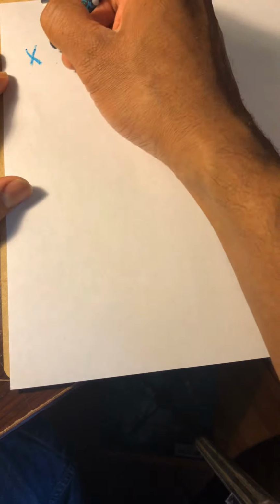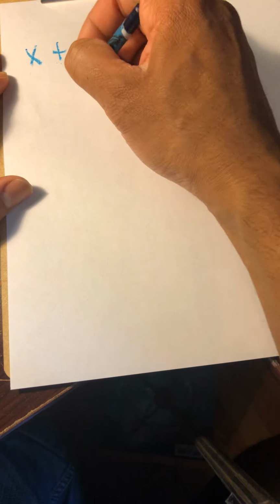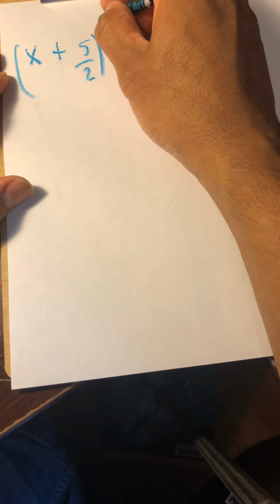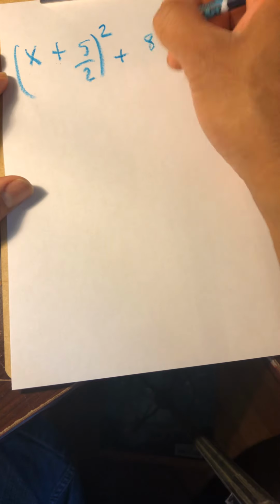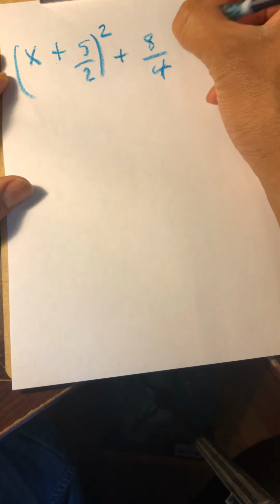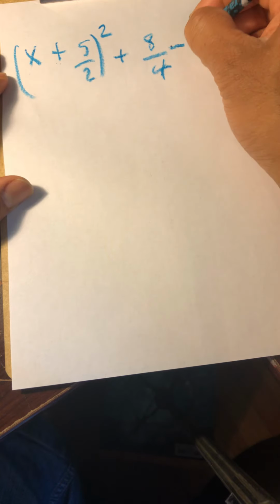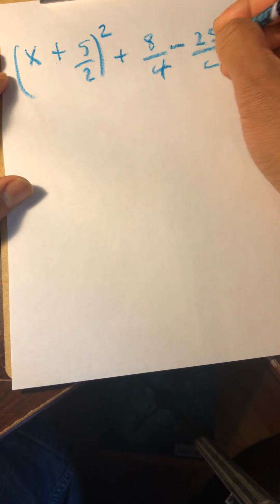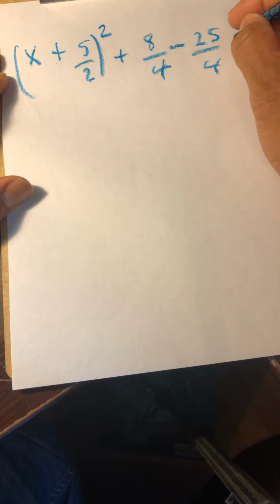So what I have now, again, let me rewrite what I have on the board here: (x + 5/2)² + 8/4 − 25/4 = 0.